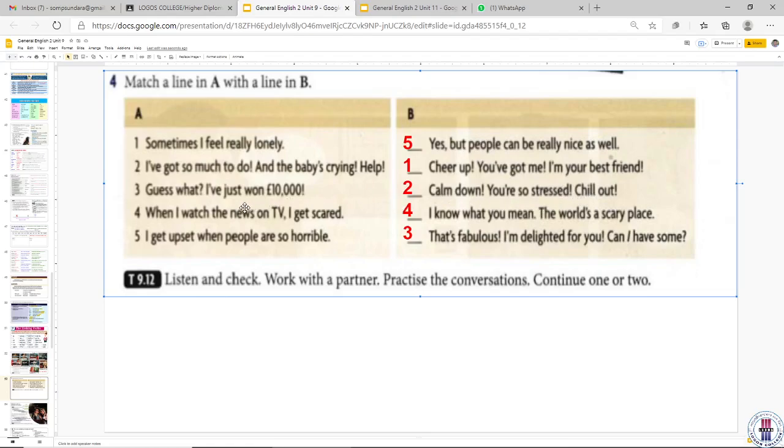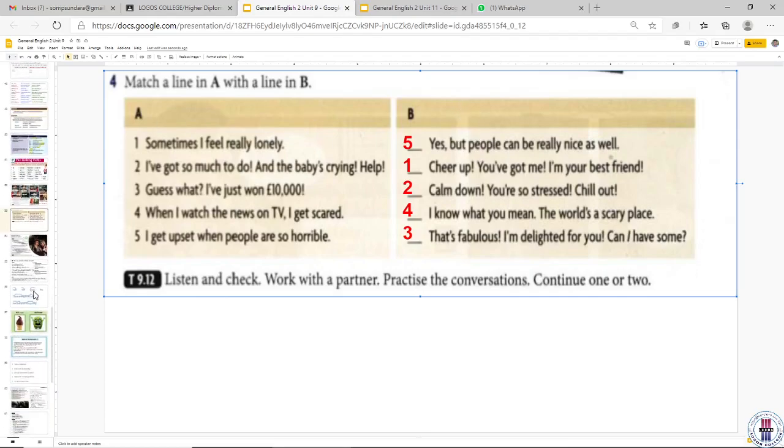Guess what? I just won 10,000 euros. What would you say? That's fabulous. I'm delighted for you. Can I have some? Or when I watch the news on TV, I get scared. Student B could answer, I know what you mean. The world's a scary place. And the last one, I get upset when people are so horrible. And you could reply, yes, but people can be really nice as well. So these are just example conversations between A and B. All right. Let's move on.